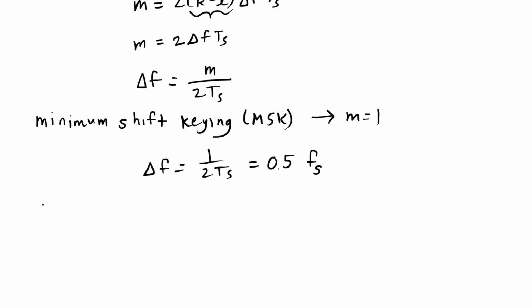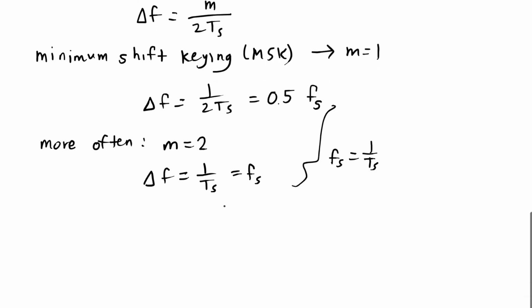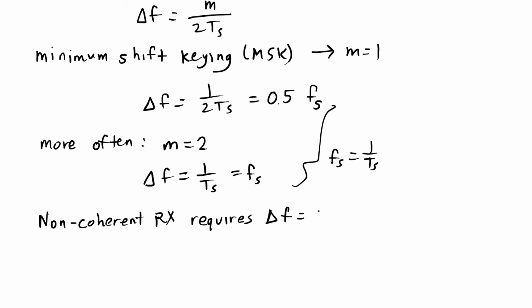But it turns out that what we're going to do more often is use m equals 2. So that delta f is equal to 1 over t sub s, or the same as the symbol frequency. The symbol frequency is just defined as 1 over t sub s here. And this m equals 2, or delta f equals 1 over t sub s, allows my receiver to be easier to implement. And what we're going to talk about is a non-coherent receiver.